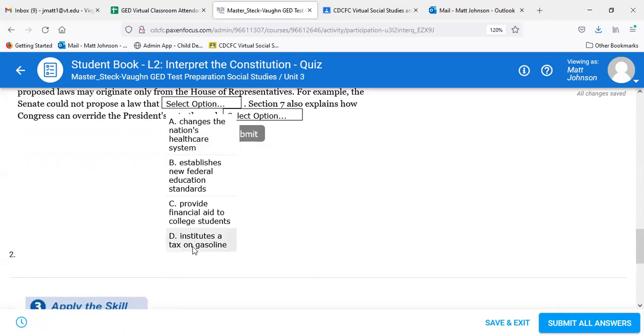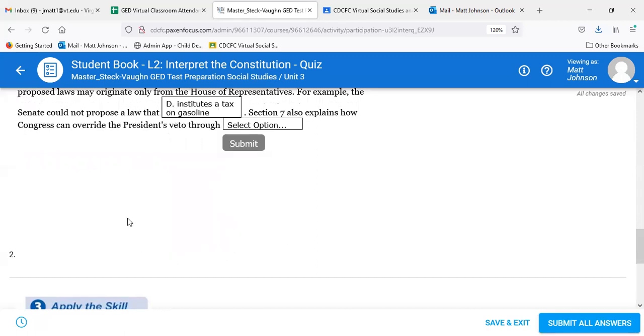Yeah, good. Right. So if it comes to any type of revenue, they're not going to be able to do that. That's going to be up to the House of Representatives. So yeah, that is D, institute a tax on gasoline.